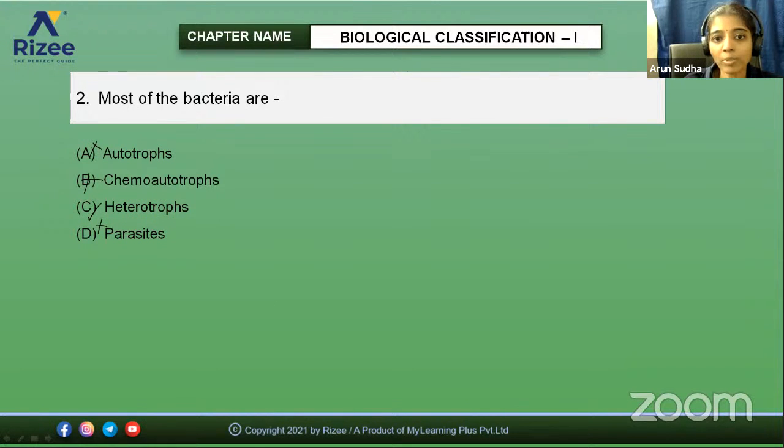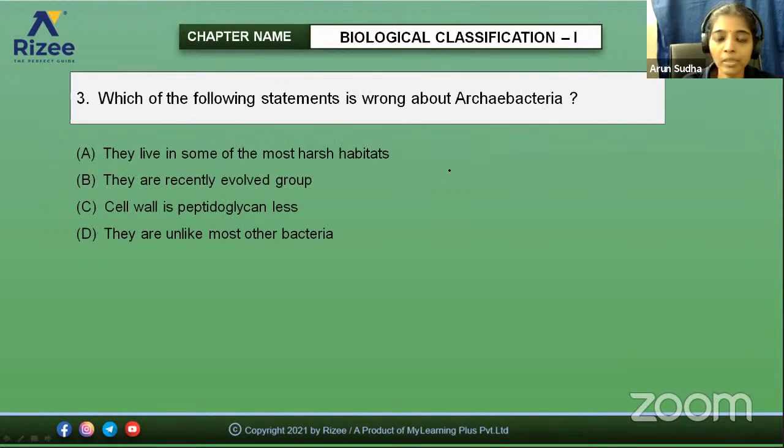Then the next question is, which of the following statements is wrong about Archaebacteria? Whether they live in some of the most harsh habitats, they are a recently evolved group, the cell wall is peptidoglycanless, or they are unlike most other bacteria. So which is the correct option in this? The third question, option B. Yeah, very good. So I hope you're clear with the concept.